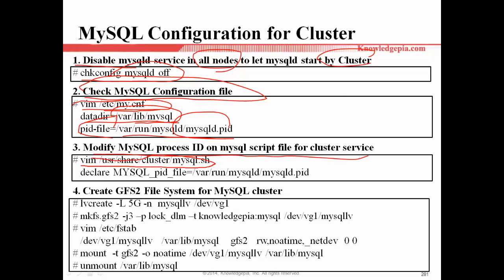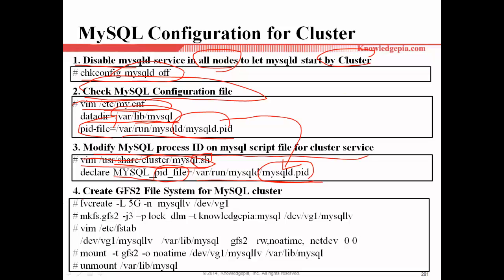Please open this file, vim /usr/share/cluster/mysql.sh script file. So please define the MySQL process file. In my case, I will use this one, /var/run/mysqld/mysqld.pid. So this one must be the same.